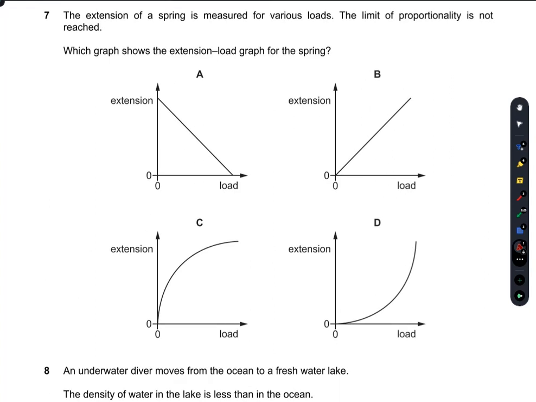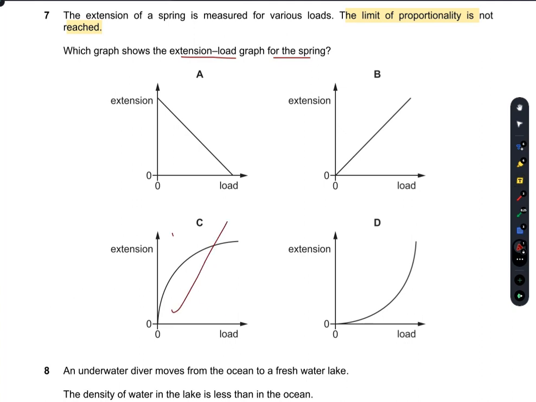The extension of a spring is measured for various loads. The limit of proportionality is not reached. Now, which graph shows the extension load graph for the spring? So, first thing is that the limit of proportionality is not reached.